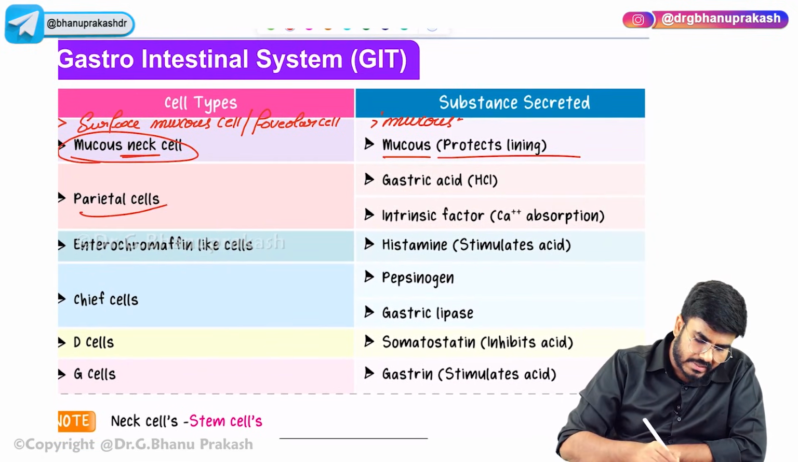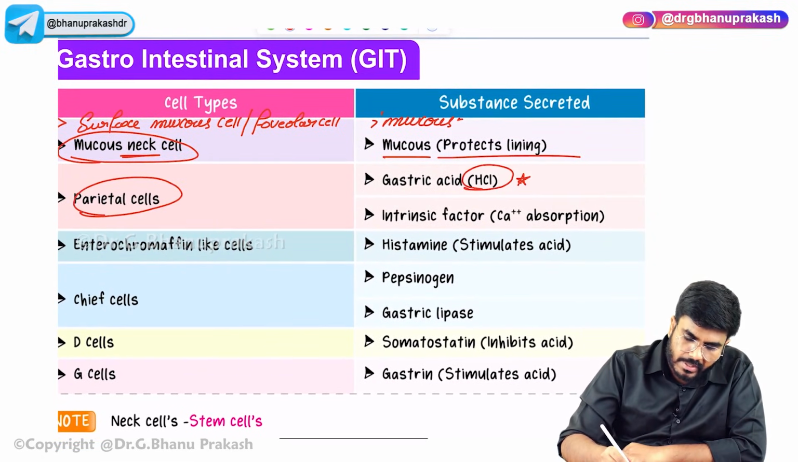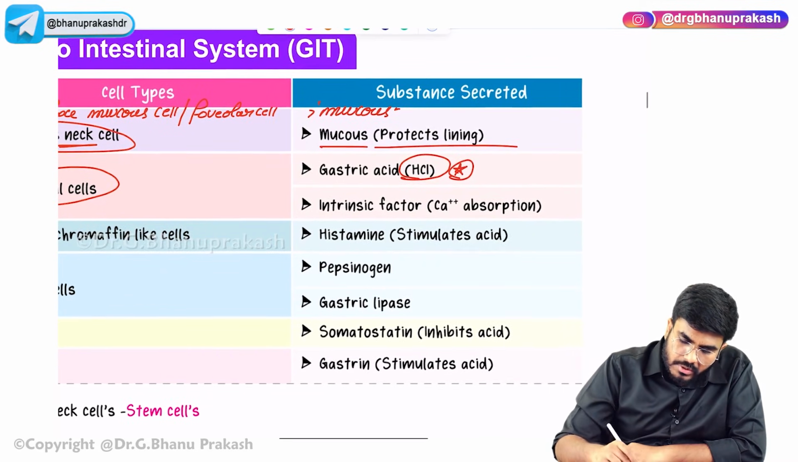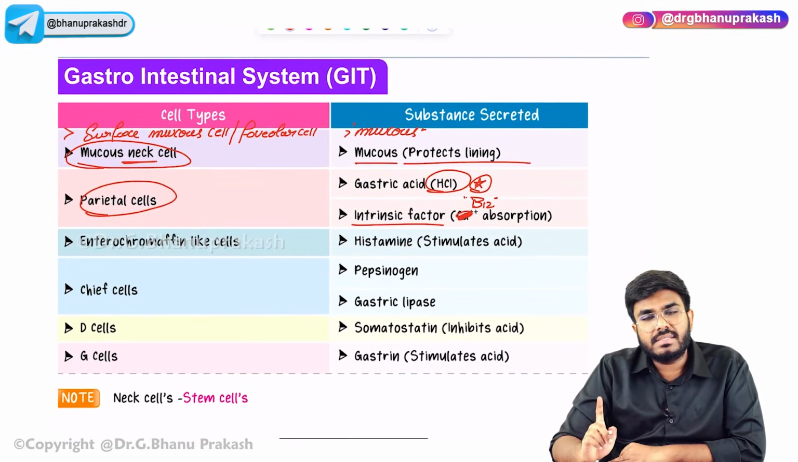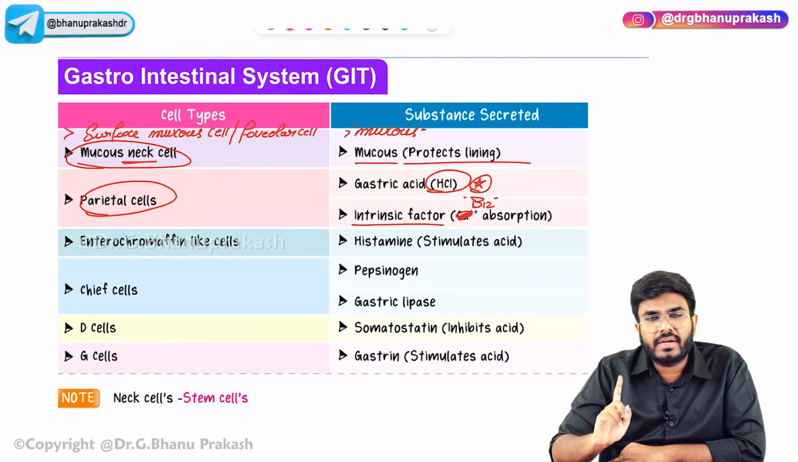Next, parietal cells produce the acid in your stomach. Not only acid, they also produce the intrinsic factor, which helps in vitamin B12 absorption. Important. The parietal cells produce the acid as well as intrinsic factor, and intrinsic factor helps in the absorption of vitamin B12.